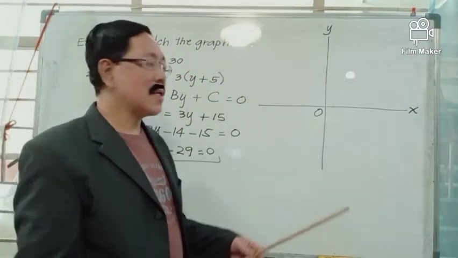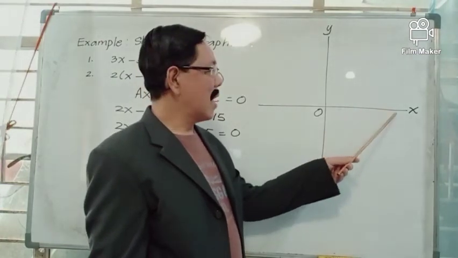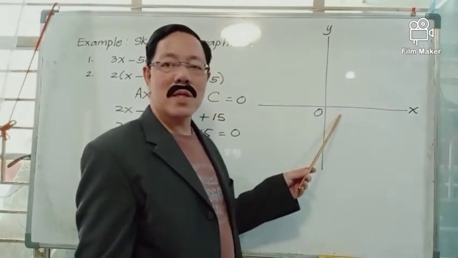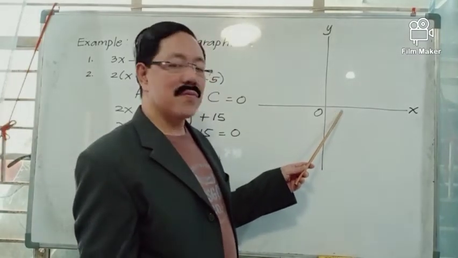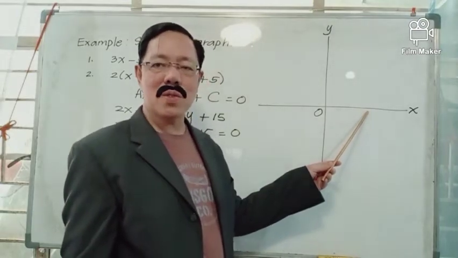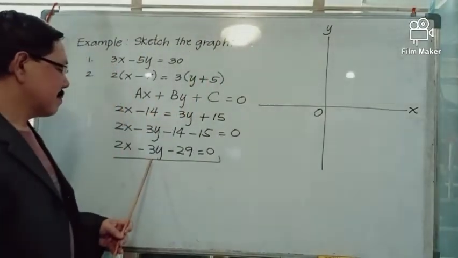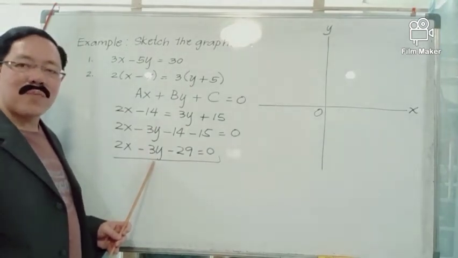As we said earlier, the x-intercept is a point on the x-axis. And any point on the x-axis, the value of ordinate or y is 0. Thus, to find the x-intercept, the point on the x-axis, we set y to 0. And we solve for x from the equation of the line.